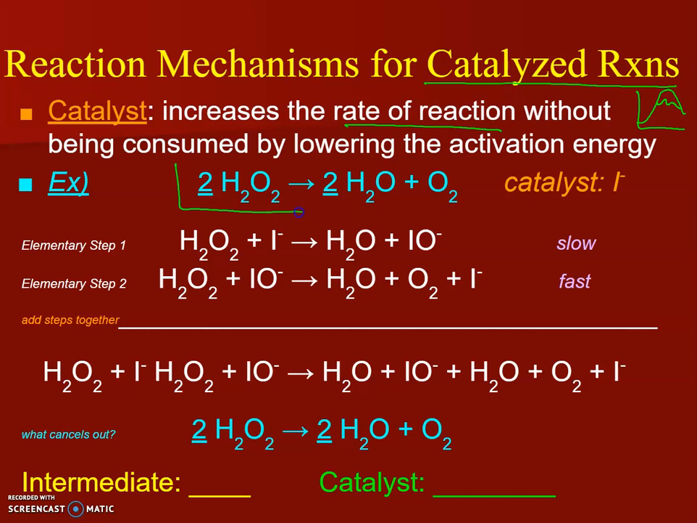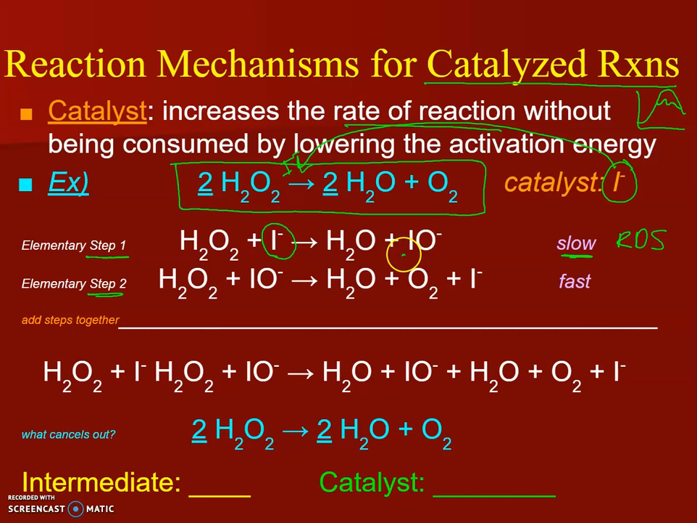In our example this time, we have the decomposition of hydrogen peroxide. Iodine helps break that down, so you would put your iodine source, your iodide ion, whether it's NaI or KI, right there. This is broken down into two elementary steps, step 1 and step 2. We have H2O2 plus iodide, and then we make some water and some hypoiodide. This is going to be our slow step, which we know is our rate determining step.